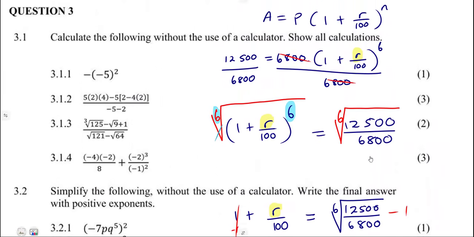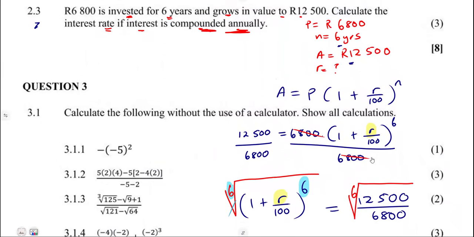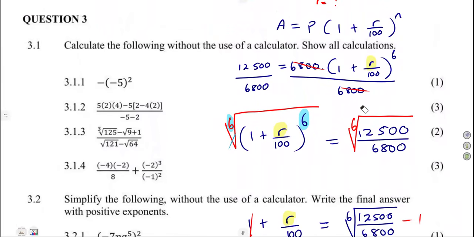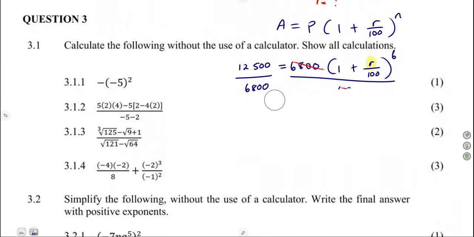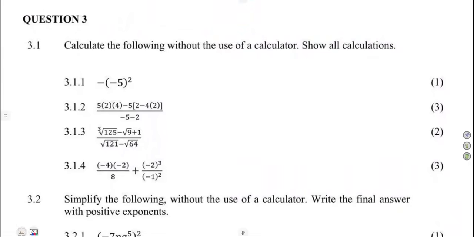From our compound interest formula, it was just a direct question. As we can see, it's just a matter of playing around with what you are given. Question number 3: calculate the following without the use of a calculator, and show all calculations. Let us consider 3.11.